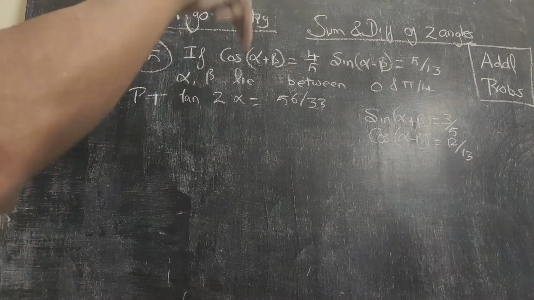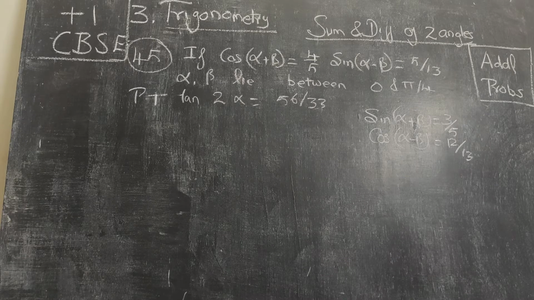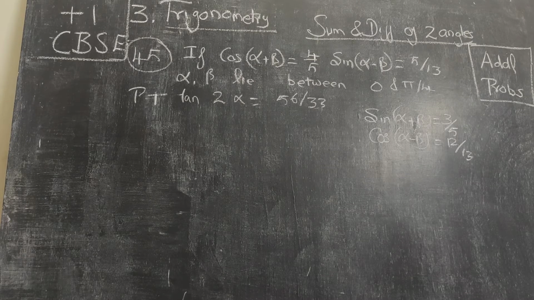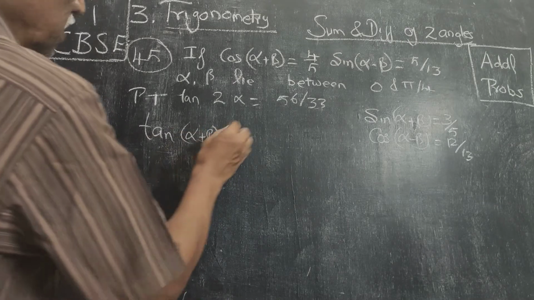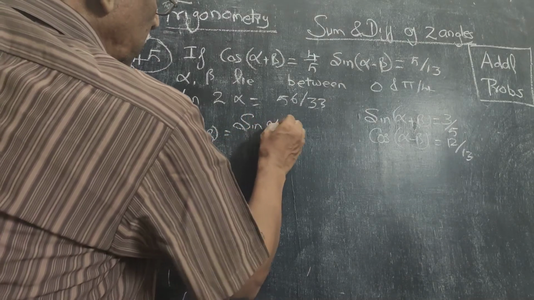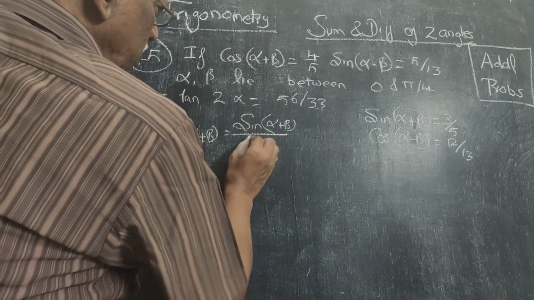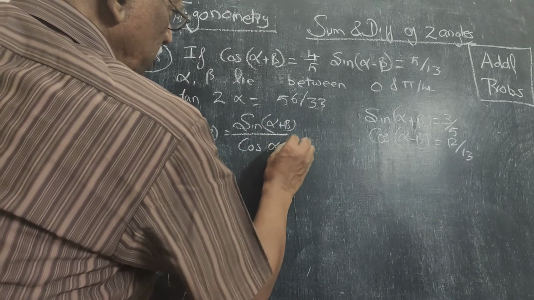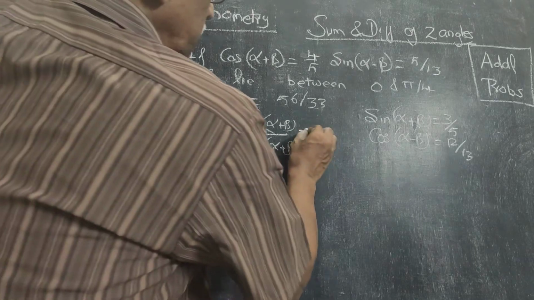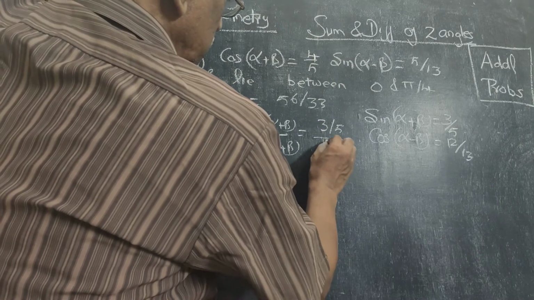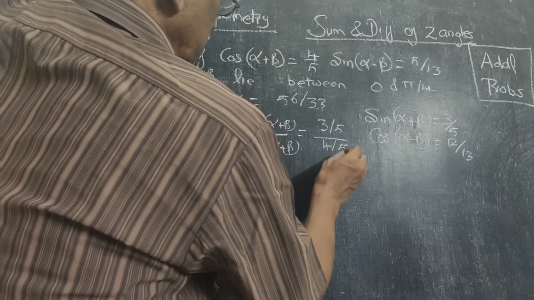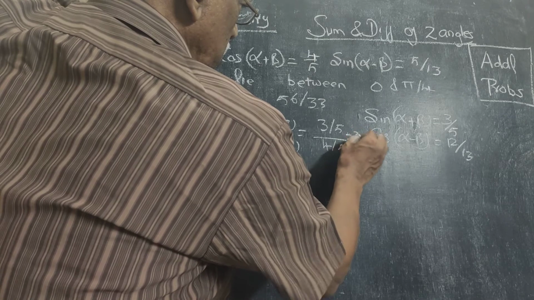You can show that just by drawing a right triangle and then finding using Pythagoras theorem the values of alpha minus beta. Now, what is tan(alpha plus beta) then? Tan(alpha plus beta) must be equal to sin(alpha plus beta) divided by cos(alpha plus beta). Sin(alpha plus beta) is 3 by 5, cos(alpha plus beta) is 4 by 5. Otherwise, we can say that is equal to 3 by 4.